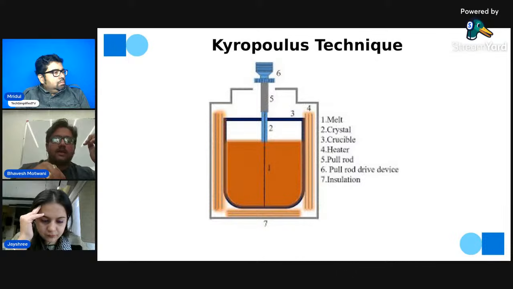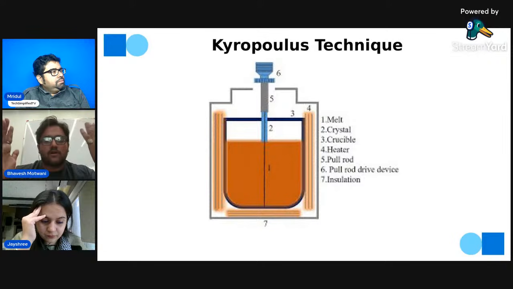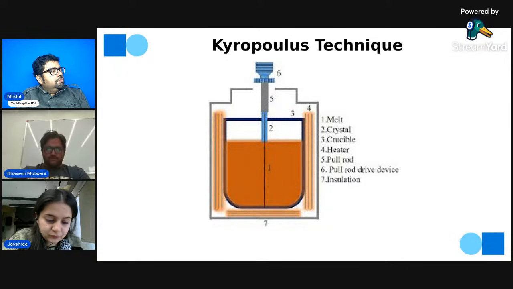So we pull it out slowly, and within a week we can get a sapphire ingot, and then we do all the polishing and slicing processes. We already know that sapphire is a kind of glass-like structure. It is transparent, and we can see in and out of it.